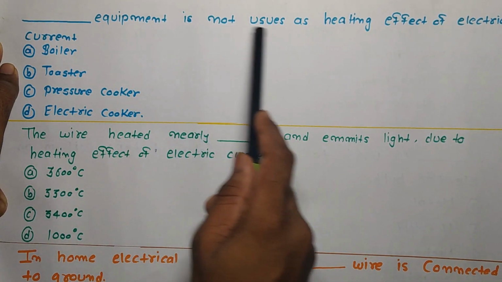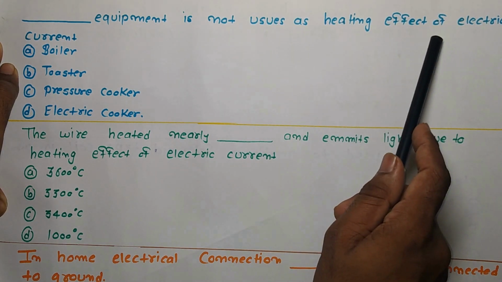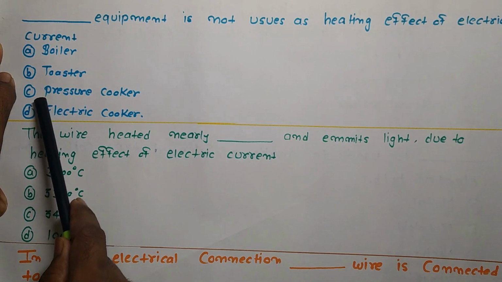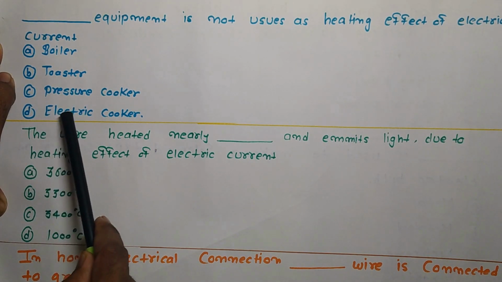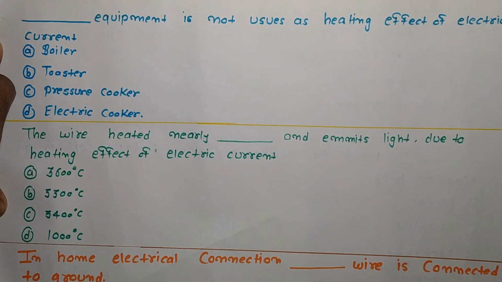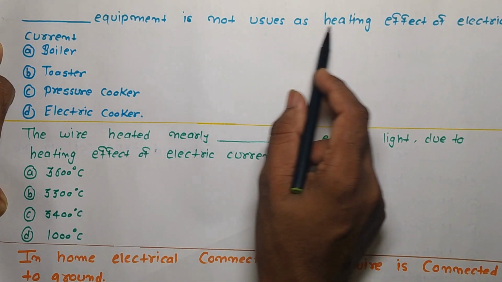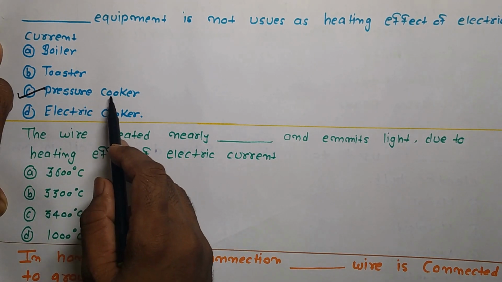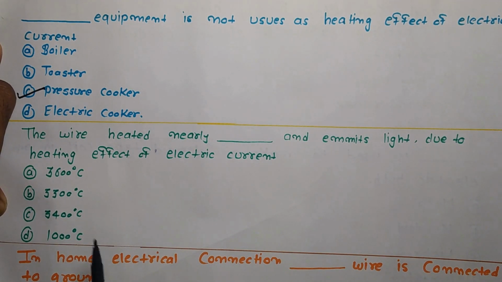Dash equipment is not used as heating effect of electric current. A, boiler, B, toaster, C, pressure cooker or D, electric cooker. So the pressure cooker is not used as heating effect of electric current. So the correct answer is C, pressure cooker.